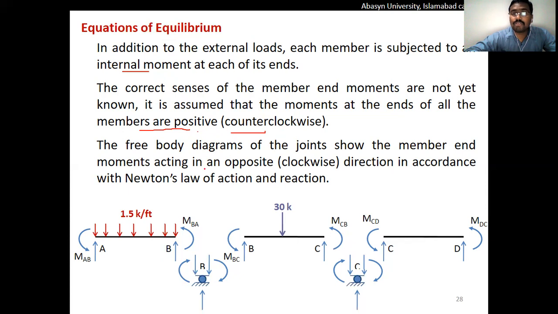Then we draw the free body diagram of the joints to show the moments acting in the opposite direction, clockwise, in accordance with Newton's law of action and reaction. If we have a moment in the clockwise direction, the reaction moment will be in the anti-clockwise direction. That is what I meant by Newton's law of action and reaction. If the moment on the member is anti-clockwise, the moment that acts on the joint will be clockwise, so that the beam will remain stable in its position.